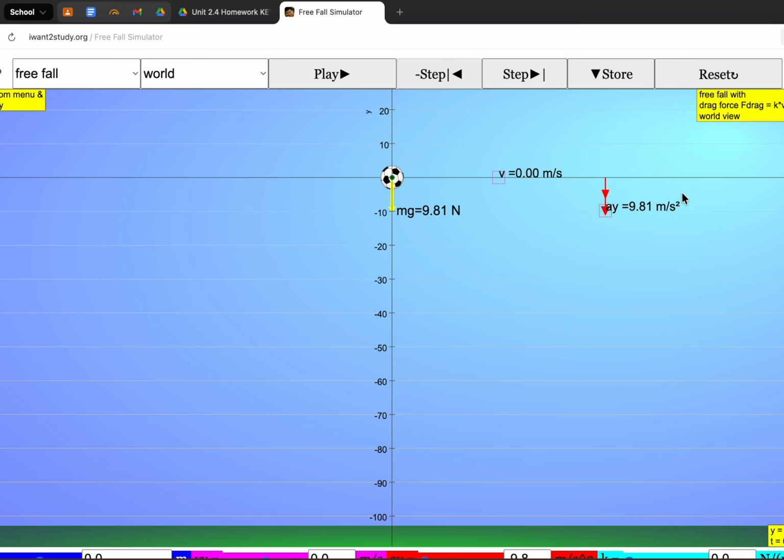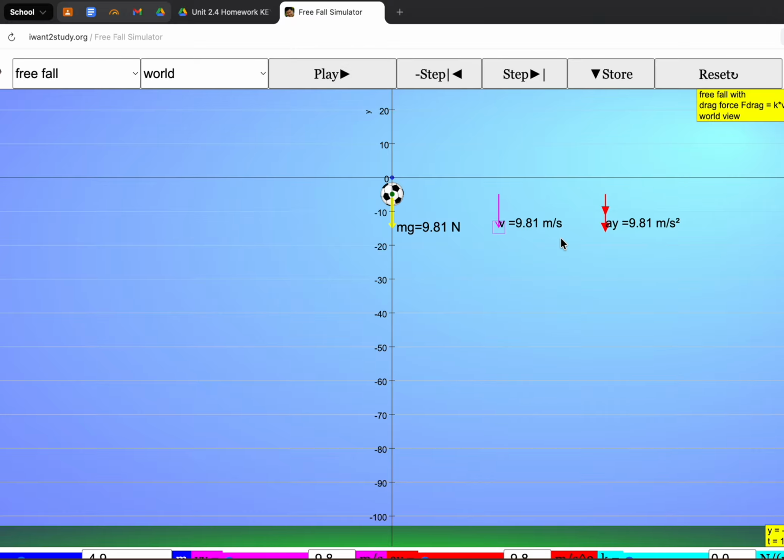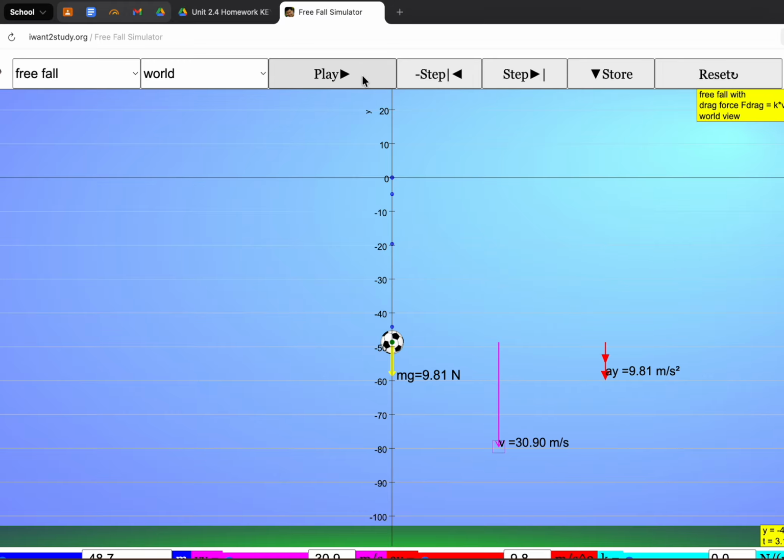Acceleration means by how many meters per second this object is going to increase every second. So the velocity will increase by 9.81 meters per second every second. If we look at 1 second, it will be 9.81 meters per second, and then it will keep accelerating. So the velocity is increasing.